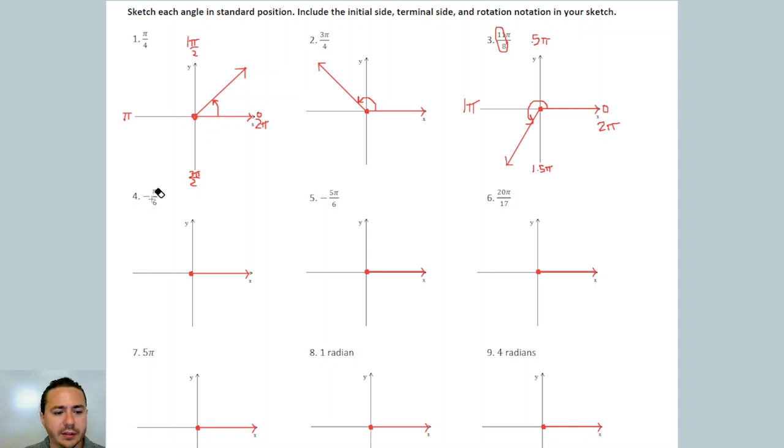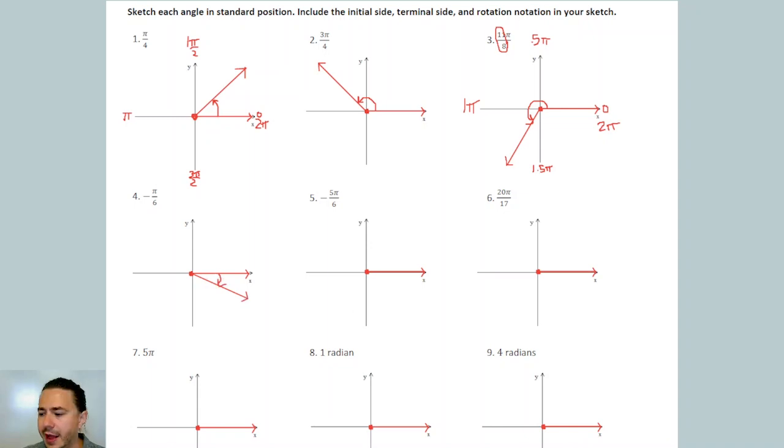Okay, so 1/6 is in between 0 and 1/2, and it's closer to 0 than 1/2, but it is negative, so I need to rotate in the clockwise direction. So negative pi over 6 should be right about here.